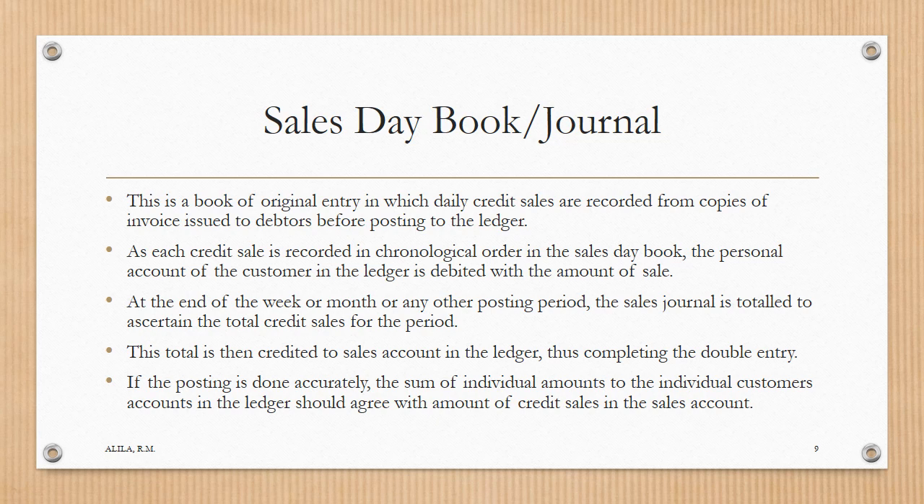So at the end of the week or month or any other posting period, the sales journal is totaled to ascertain the total credit sales for the period. So this total is then credited to the sales account in the ledger, thus completing the double entry. Now, if the posting is done accurately, the sum of the individual amounts in the individual customer accounts in the ledger should agree with the amount of credit sales.